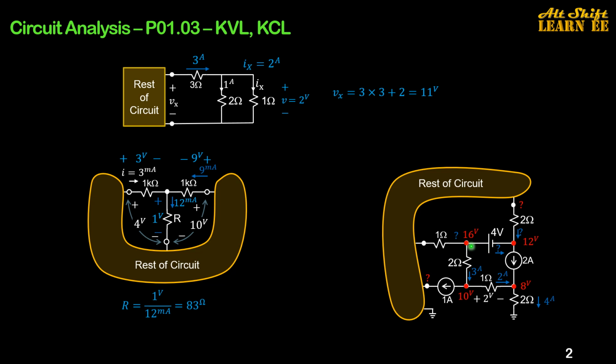Because the current passing through this branch is unknown, you cannot tell the current passing through this 1 ohm resistance, and the same for the voltage at this node, it will remain unknown. You need the rest of the circuit to tell these unknown parameters.